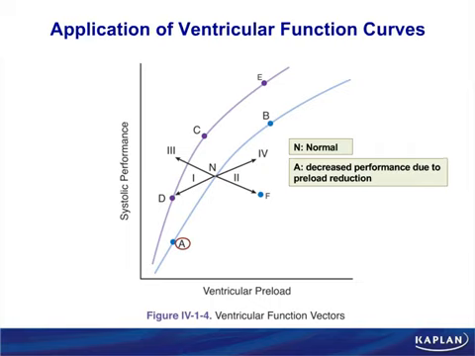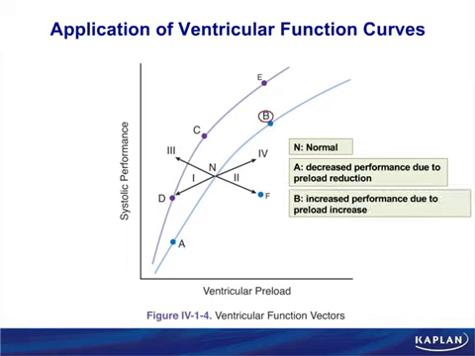X-axis is preload. Remember, we can put a whole variety of things there. Right atrial pressure, left atrial pressure, CVP, pulmonary wedge pressure, left ventricular end diastolic volume, etc. Bottom line, that is preload. So a movement from N to A represents a reduced performance because of a reduced preload, Frank-Starling. A movement from N to B represents an increased performance due to an increase in preload. Again, Frank-Starling.